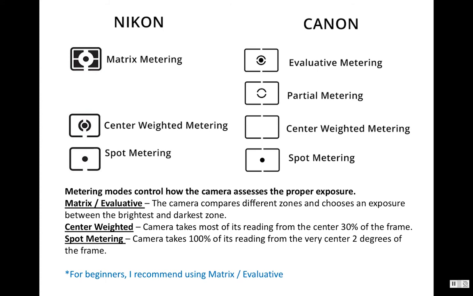Last is spot metering, and I would not recommend spot metering unless you really know what you're doing with it. But basically, spot metering is going to take 100% of its reading from the very narrowest 2 degree area of your frame. That's fine, by the way, if you happen to be pointing right at something that's middle gray, but oftentimes you're not, and it can really throw off your exposure.